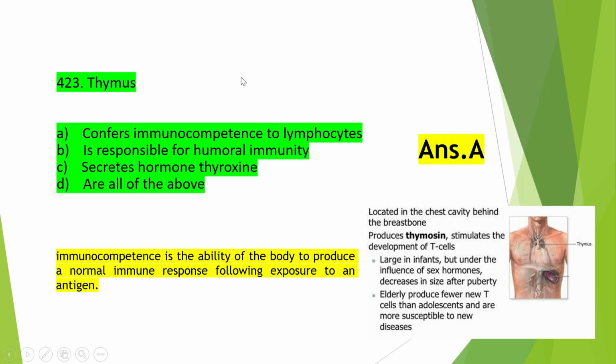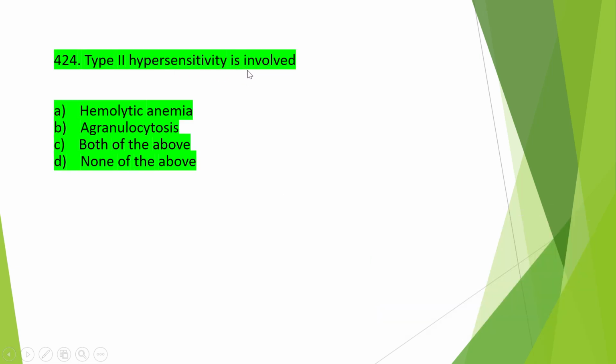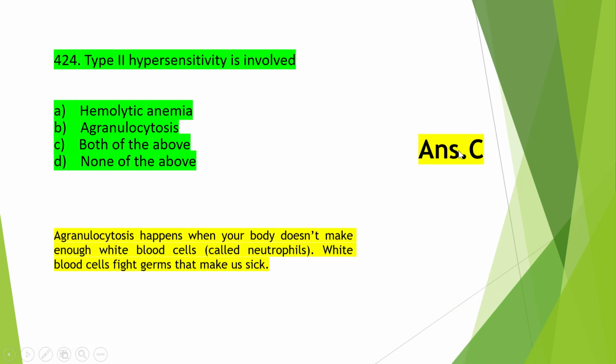Okay. So next question is: type 2 hypersensitivity is involved with hemolytic anemia, agranulocytosis, both of the above, none of the above. The right answer is option C, that is both of the above. So type 2 hypersensitivity is involved with hemolytic anemia and agranulocytosis. Agranulocytosis happens when your body doesn't make enough white blood cells called neutrophils, and these white blood cells fight with germs that make us sick.